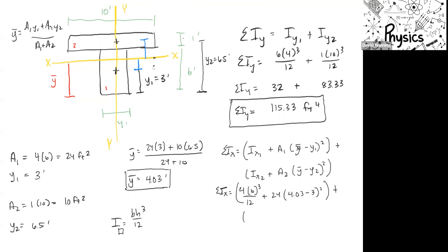Ix2. So Ix2 would be, you can see it's important to remember which is the base and the height, 10 times 1 cubed over 12, plus the area we found over here, which is 10, times 4.03 minus 6.5 squared. It doesn't matter that it's going to be negative, because it's squared, which will get rid of the negative sign anyway. And now you just add them together.